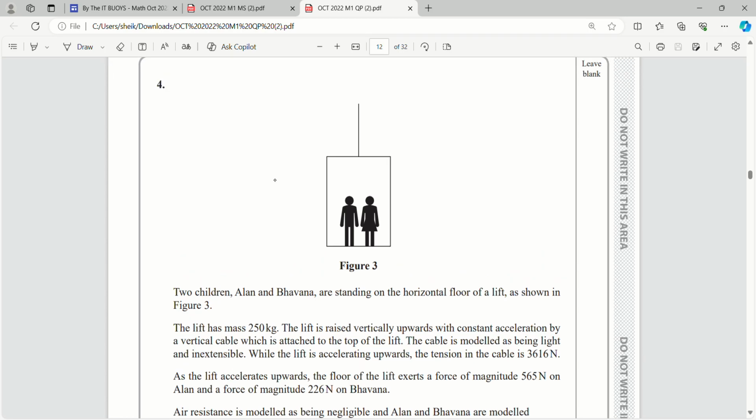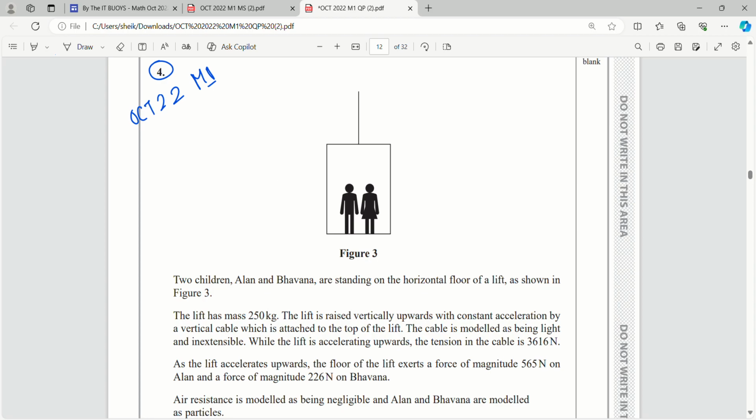Alright, so this is October 22, M1, question number 4. This is a lift math. Two children, Alan and Bhavana, are standing on the horizontal floor of a lift as shown in figure 3. The lift has mass 250 kg. The lift itself, we draw the lift, has a mass of 250 kg, so that's 250g force downwards.